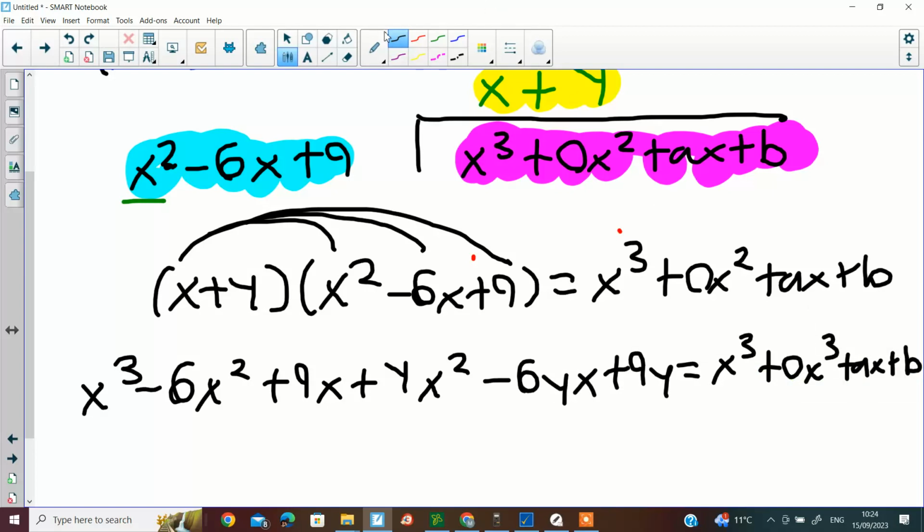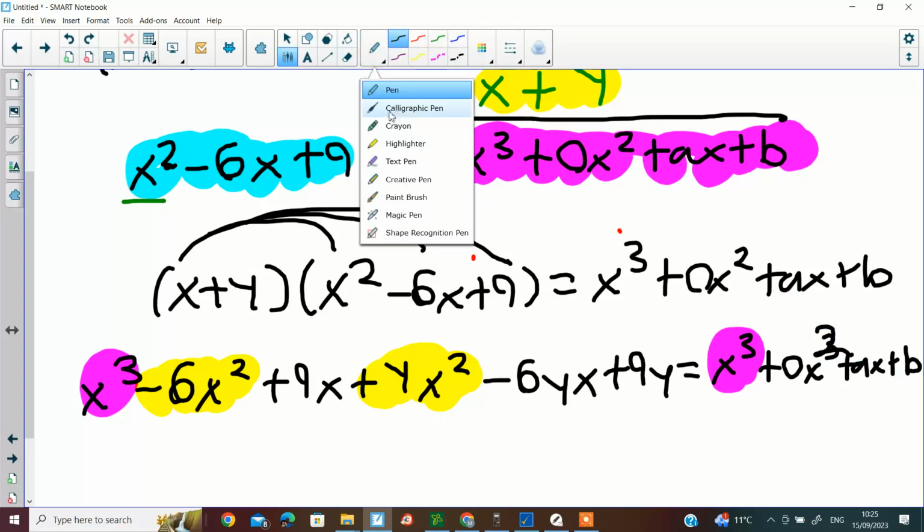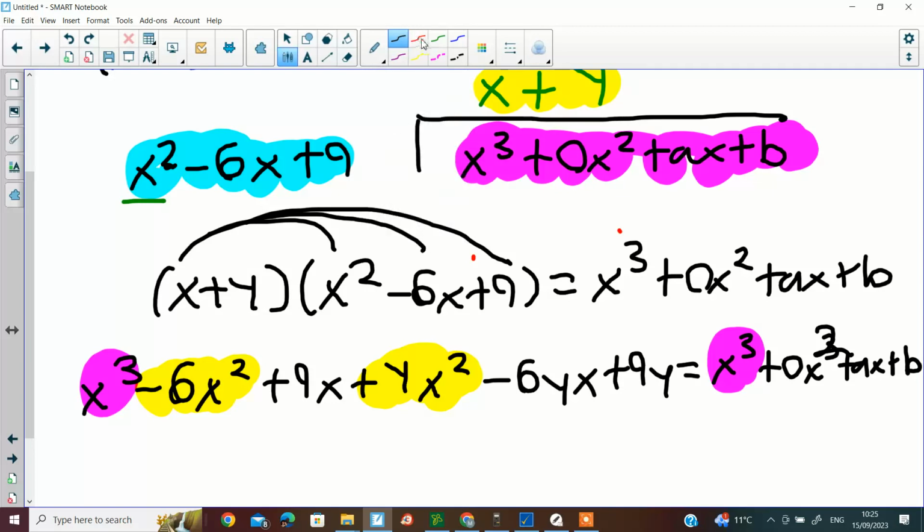I'm just going to use my highlighter. Okay. X cubed equals x cubed. Okay, we all knew that. Next one. Minus 6x squared plus yx squared equals, that should be that I have it as a cube, but that should be a squared. Okay. And what's that equal?